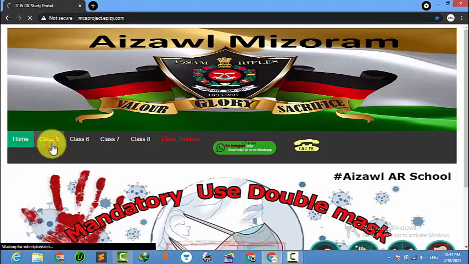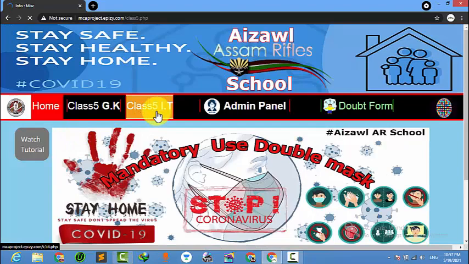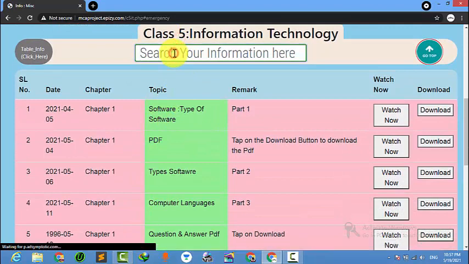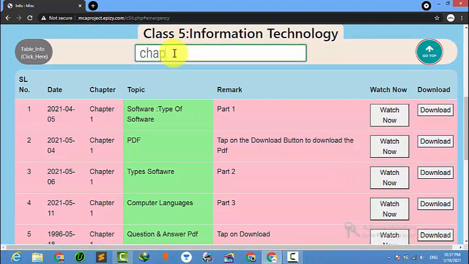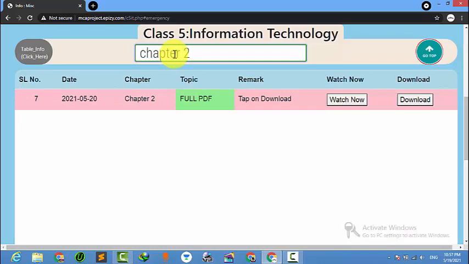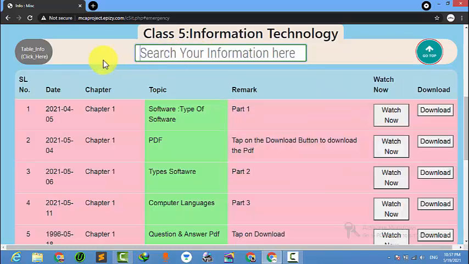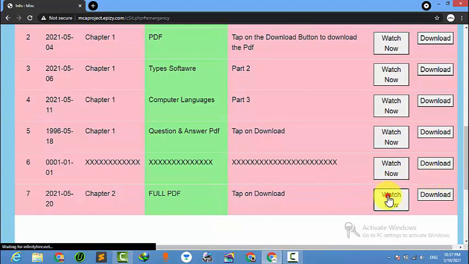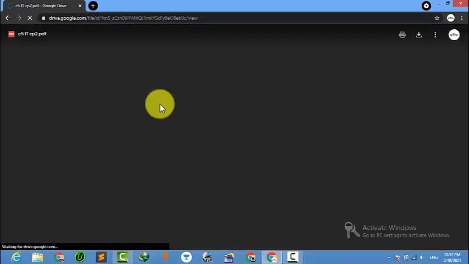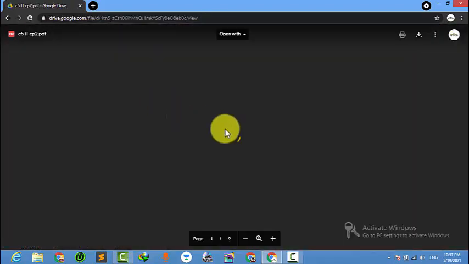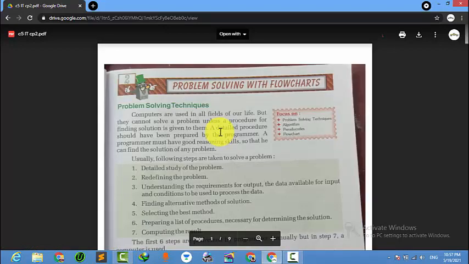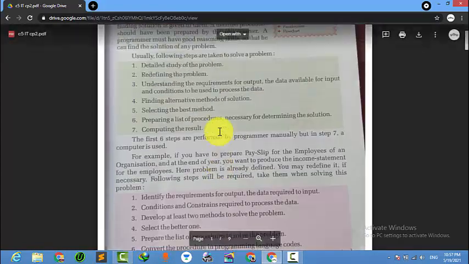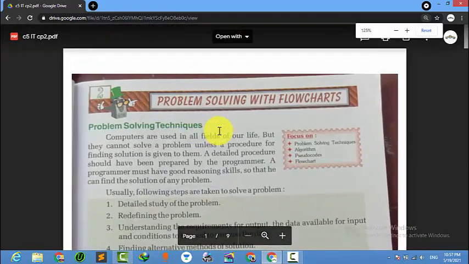So we need to go to class 5, then class IT, then Information Technology, then chapter 2. Then let's write CHPTR2. Here is the chapter 2 full PDF, or chapter 2 is denoted like this, okay? And let's start on chapter 2. The quality of this PDF is not so good, but it's enough to check it, right? So let's start our explanation.